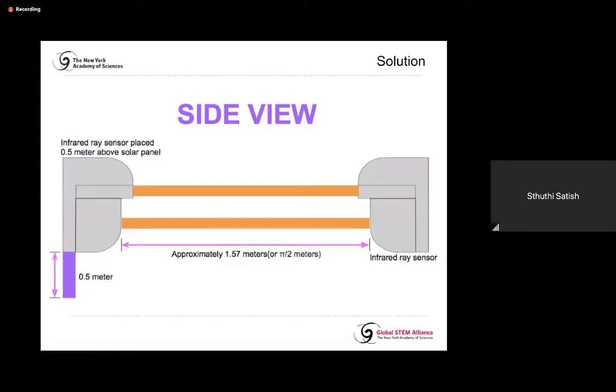Thank you. So in this, the orange lines show the pi by 2 meters, and the purple line shows the distance from the solar panel to the sensors. Our solution prevents human-wildlife contact. In addition, our solution encourages the development of solar panels while keeping bird species, including endangered species such as the Yuma clapper rail, safe. Our novel solution is both sustainable and inexpensive.